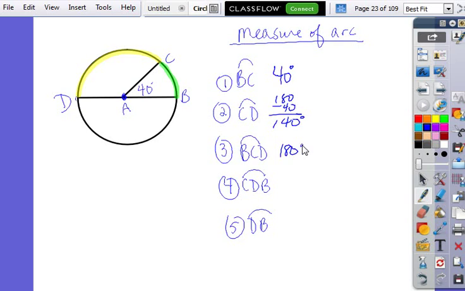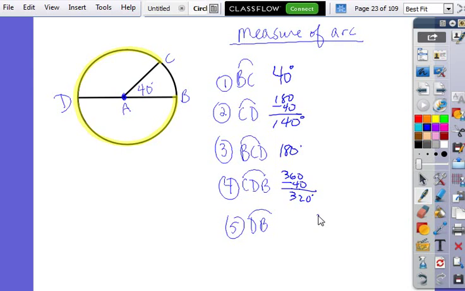All right, CDB. That'd be 360 minus 40. I start at C, I hit D, and I finish at B. Make sure you follow the letters. So CDB in this case is everything except that 40. Well, I know the whole thing is 360. 360 minus that 40 that I don't need tells me that CDB is 320.